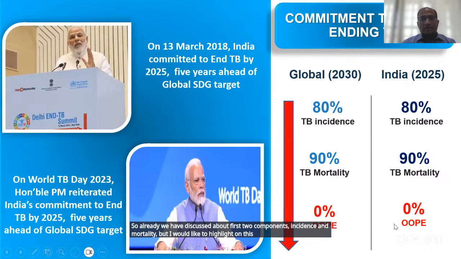reducing out-of-pocket expenditure. This is one of the objectives of these kinds of sensitizations: that you all should try to use whatever free services are available for diagnosis, treatment, and prevention under the program for private sector patients also, so that we can reduce the out-of-pocket expenditure for all the patients.